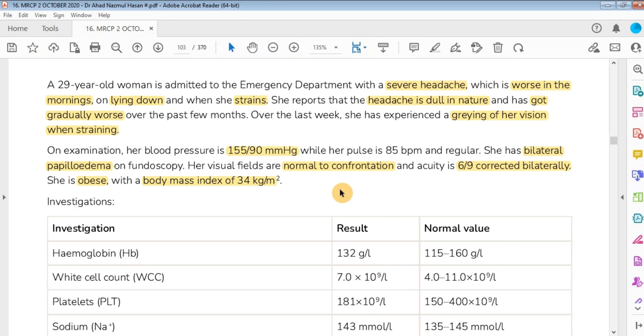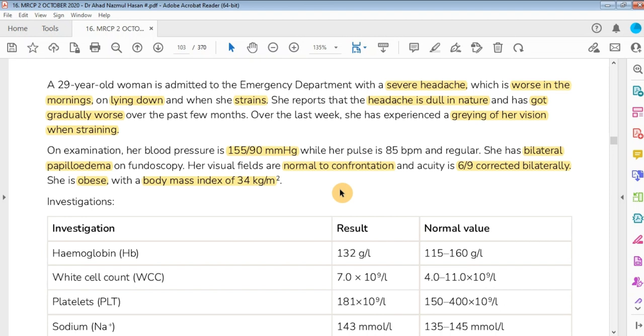A 29-year-old female is admitted to ED with severe headache, which is worse in the morning, on lying down and when she strains. She reports that the headache is dull in nature and has got gradually worse over the past few months. Over the last week, she has experienced a graying of her vision when straining. On examination, her BP is 155 by 90, pulse is 85 and regular. She has bilateral papilloedema on fundoscopy.